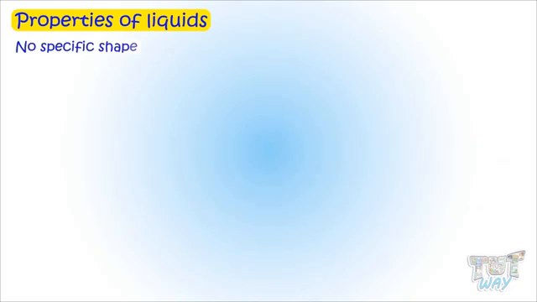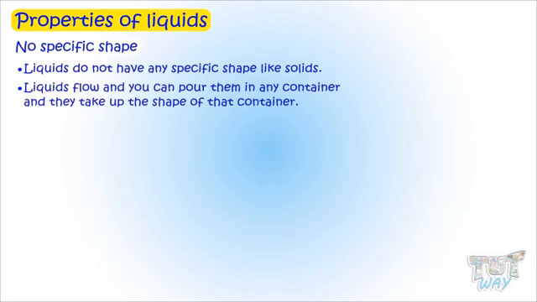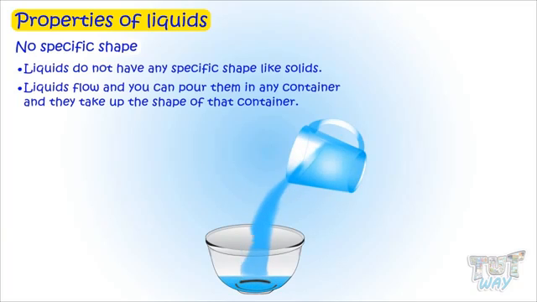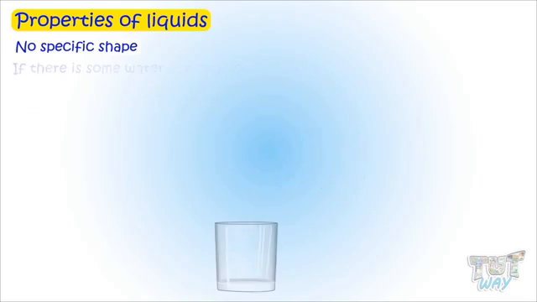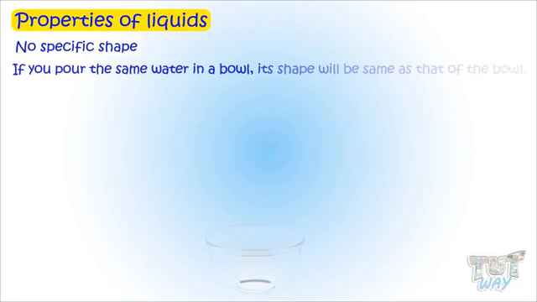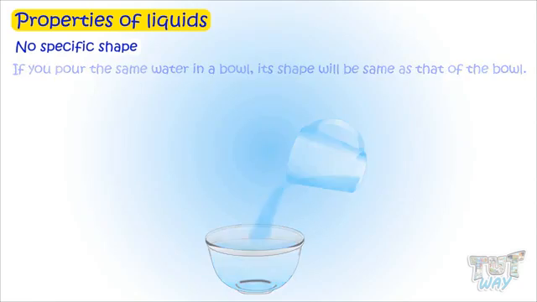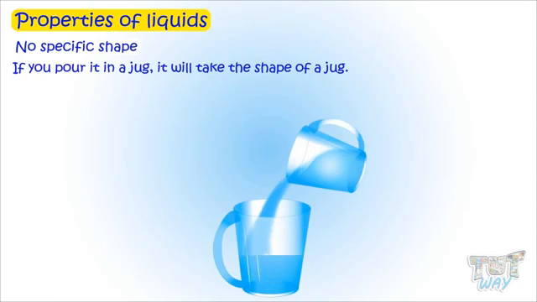Now let's learn properties of liquids. First of all, liquids do not have a specific shape like solids. Liquids flow, and you can pour them in any container, and they take up the shape of that container. If there is some water in a glass container, its shape is same as that of the glass container. If you pour the same water in a bowl, its shape will be same as that of the bowl. If you pour it in a jug, it will take the shape of the jug.